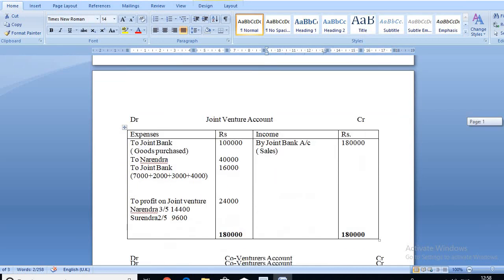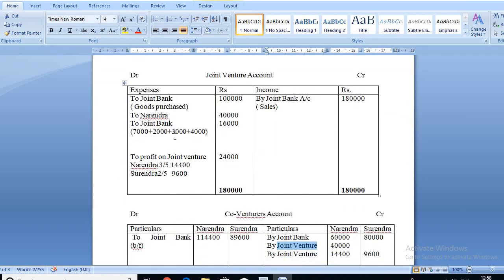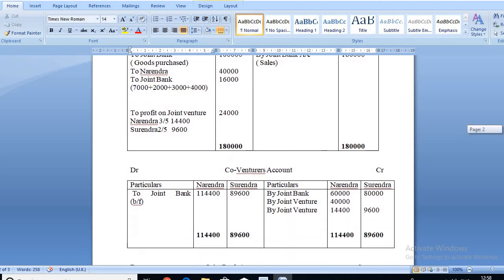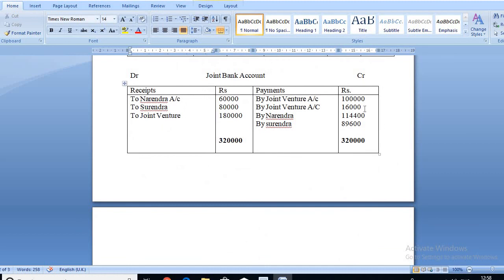Next, they paid carriage, rent, insurance and other expenses. These expenses were paid through joint bank. So 'to joint bank' 16,000. One more entry, on the credit aspect, in the joint bank account: 16,000, that is, joint venture account.